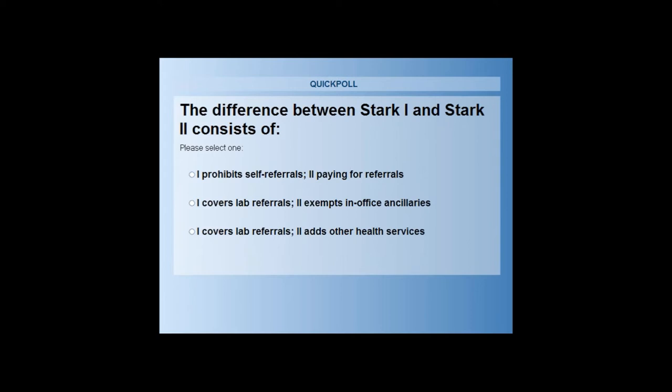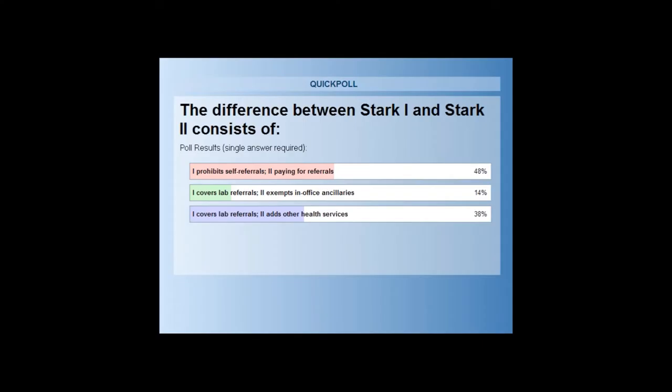All right, so here we go. So pretty close one again, between A and C. Okay, the right answer is C. Let me see, can you see this? Yes, okay. C is the right answer. Stark 1 only covered labs, and then Stark 2 added a lot of other services to it.